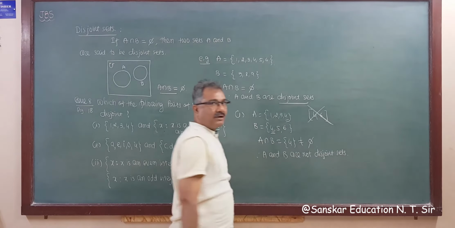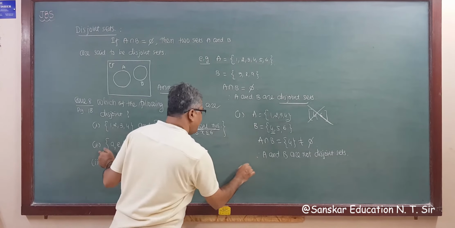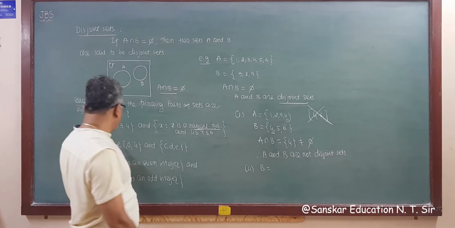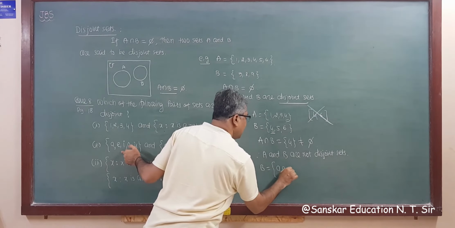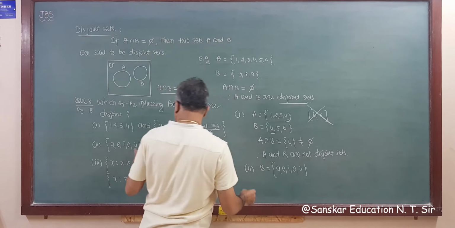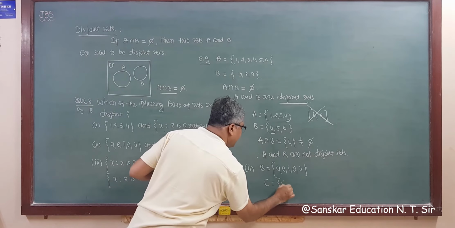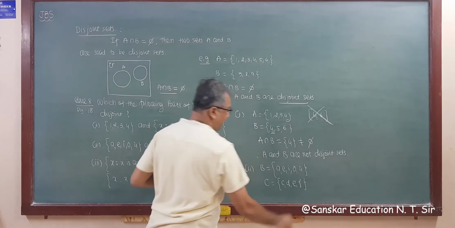A and B are not disjoint sets. Now for the second, suppose we say that B is equal to this set. This set is B, which is A, E, I, O, U, and C is C, D, E, F. Right?